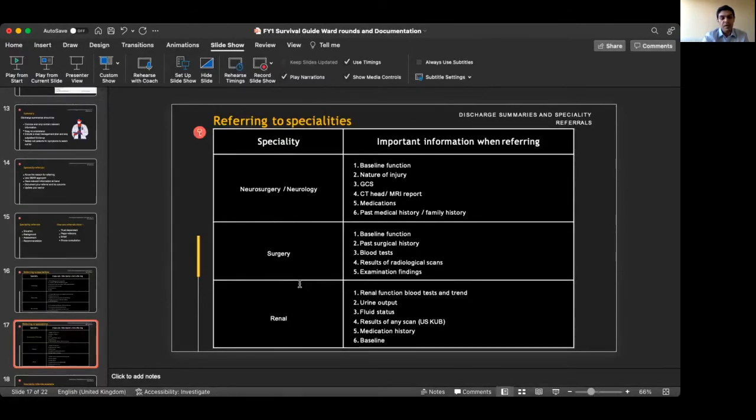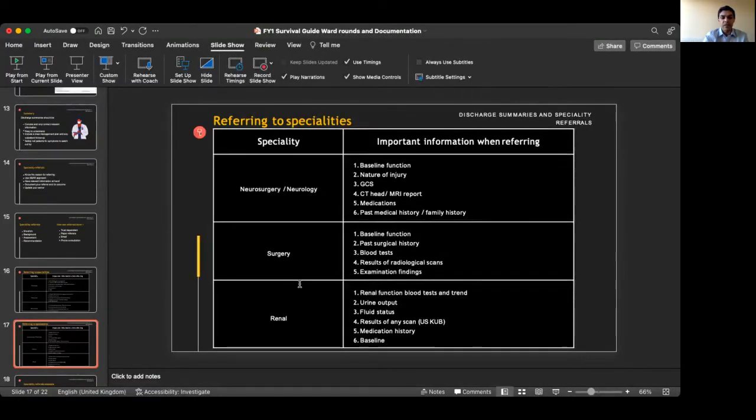A last example is referring to renal. So the renal team might want to know about any renal blood tests you've done. So the eGFR, the creatinine level, and is it rising or is it going down? The urine output of this patient. So are they oliguric, or how much urine have they passed in the last 24 hours? The fluid status of this patient. Do you think this patient appears dry or do they appear wet?